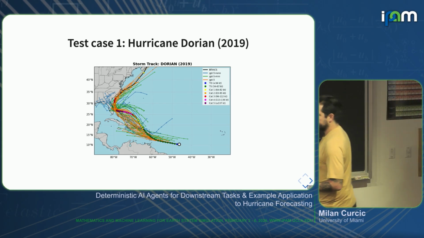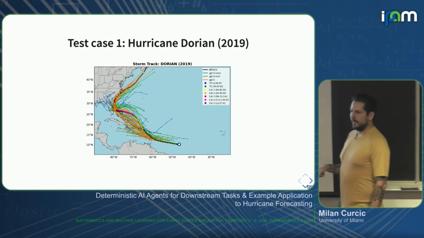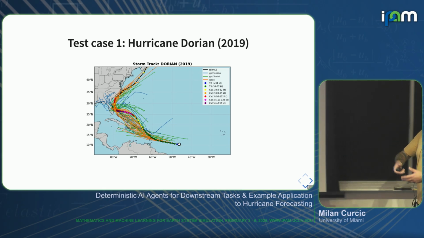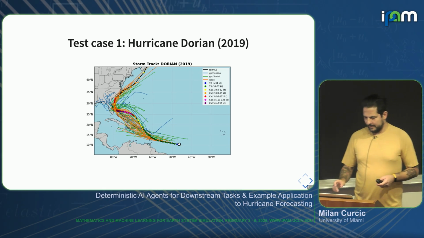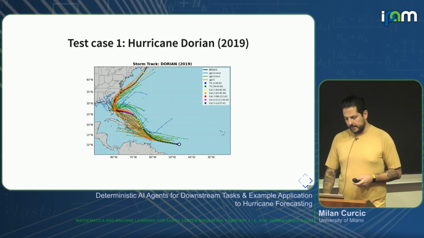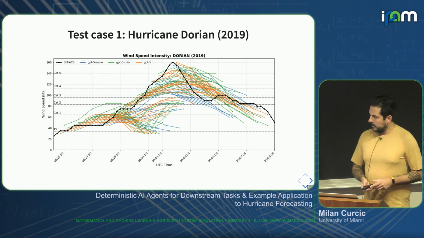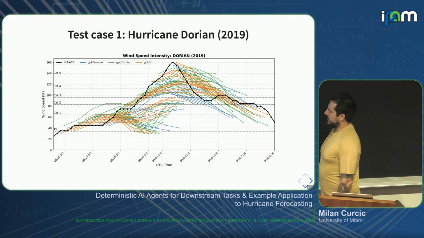So then it just knows what to do. It knows where the hurricane will go, but because this is from a time that is in the training data set of the foundation models, it's more of a test of whether this produces something reasonable or not. This is what it looks like for the intensity.